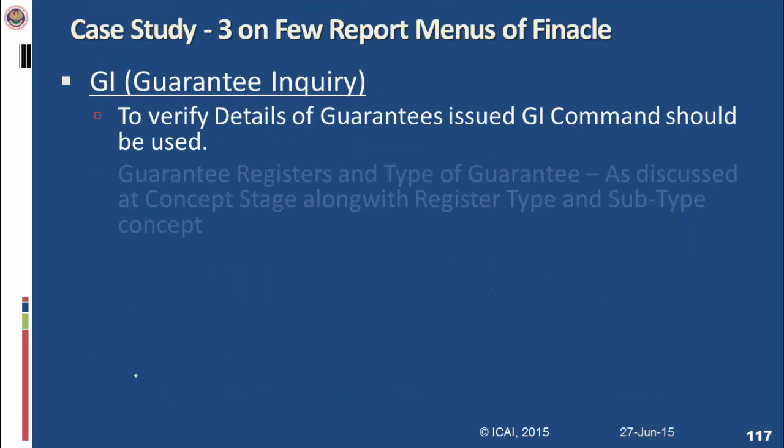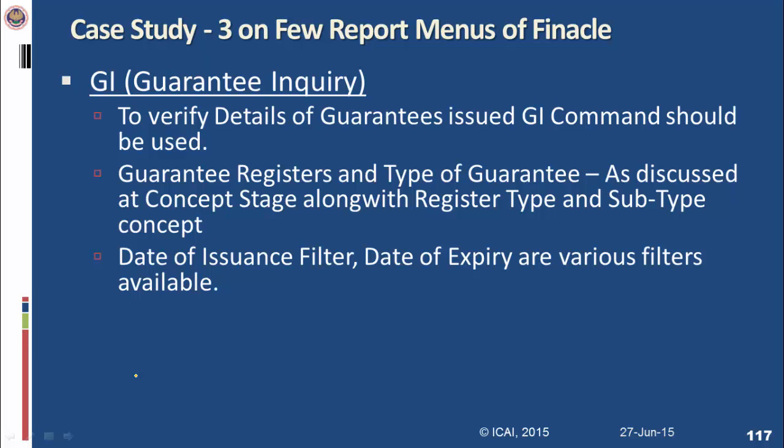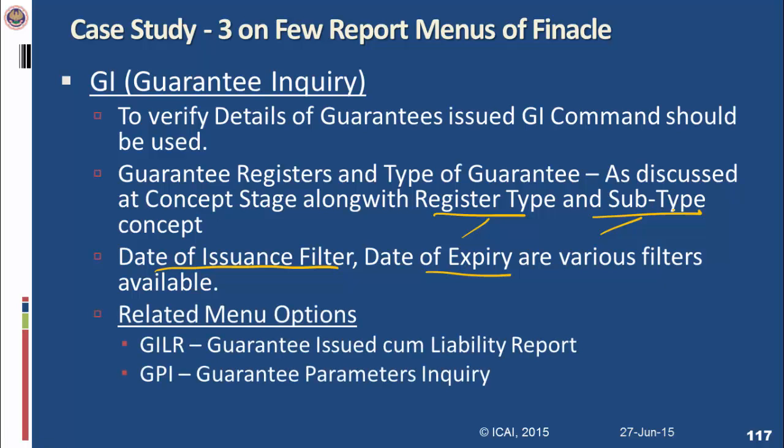The third case study, that is on guarantee inquiry. To verify details of guarantees issued, GI command should be used. Guarantee registers and type of guarantee as discussed earlier should be used as a register type and subtype. Date of issuance filter is available, date of expiry is available. Though based on those features and the register type and subtype, various information on the guarantee can be extracted. There are few more options related to guarantee, that is GILR, that is guarantee issued cum liability report, and GPI, that is guarantee parameters inquiry. We can make use of these commands also.